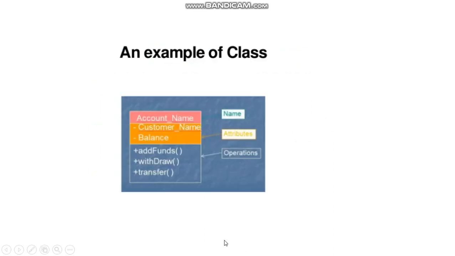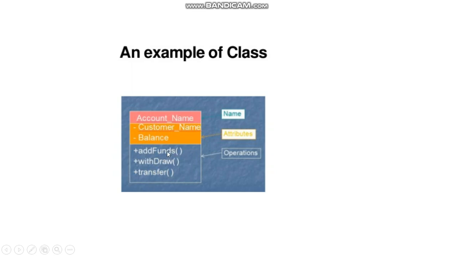An example is given here. It is a rectangle divided into three parts. The first part specifies an account name. It is the name of a class, and the next part is followed by the attributes, that is customer name and balance, and the various processes are defined in the remaining section.